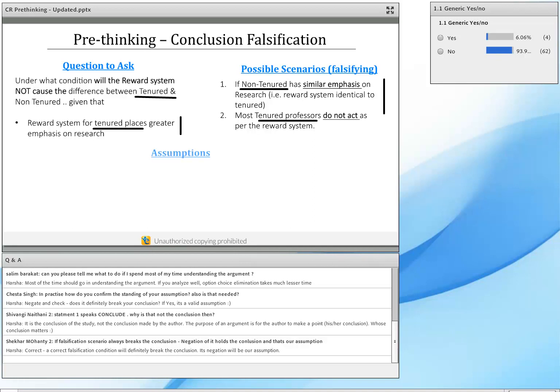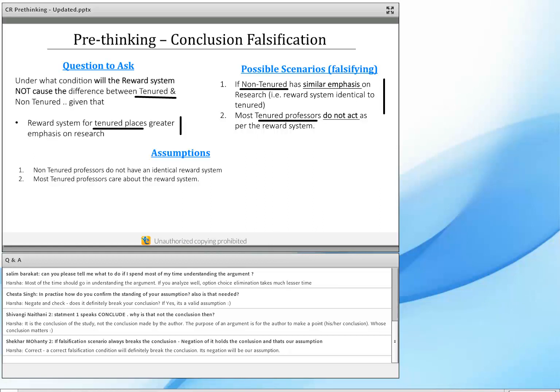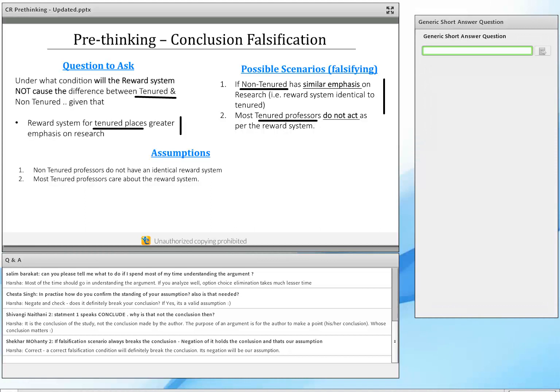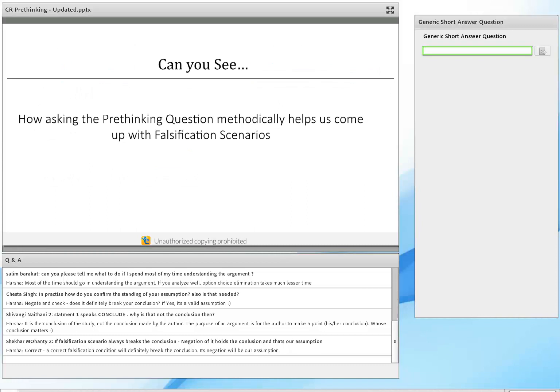So if these are the cases in which my conclusion breaks down, my assumptions are that the non-tenured faculty does not have an identical reward system, and that most tenured professors care about the reward system. Now, think about the three steps that we went through. We visualized the conclusion, we created the logical structure, and then we arrived at this. Can you really see how asking this question methodically helps us come up with these falsification scenarios? How, if you go about doing this methodically, you can really see that?